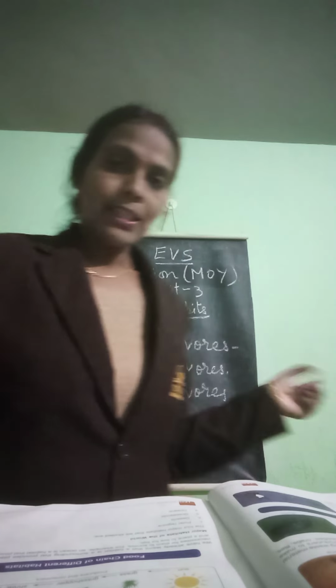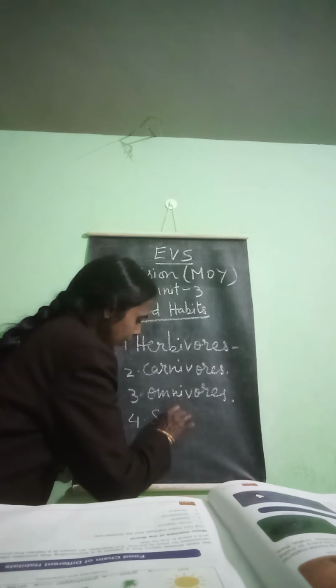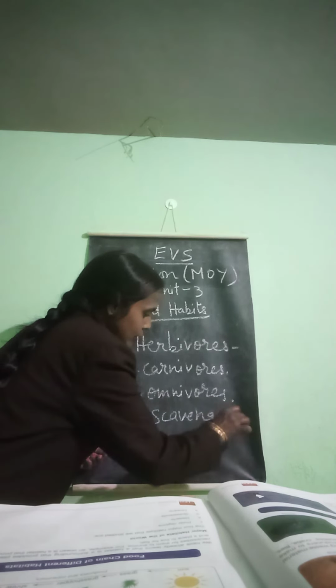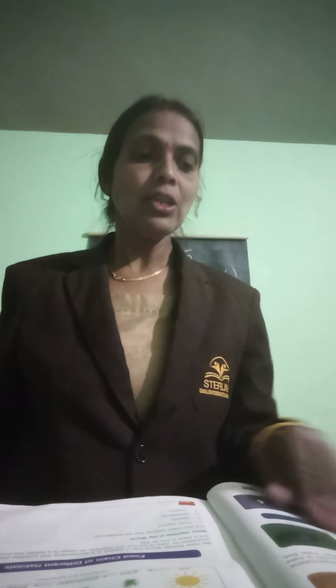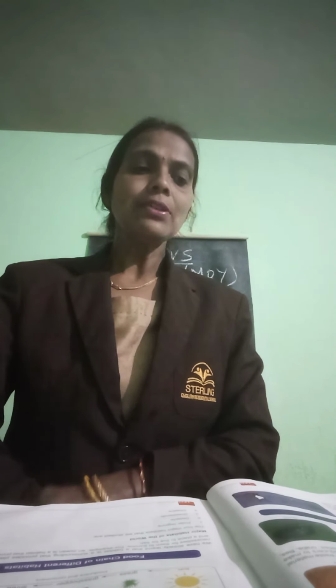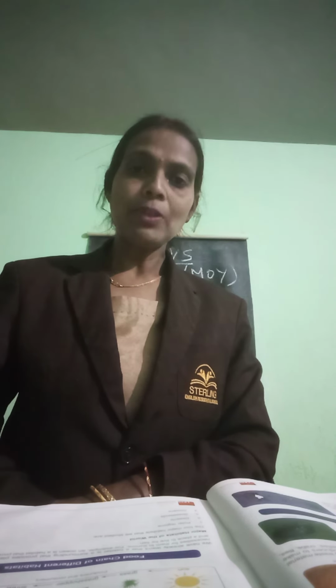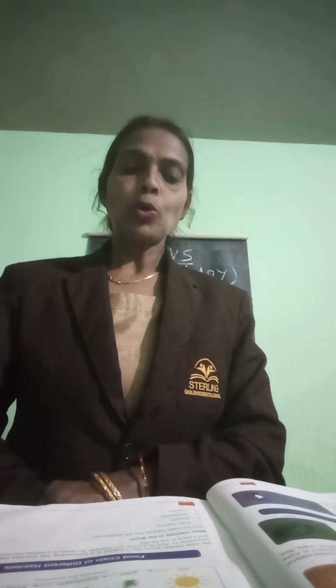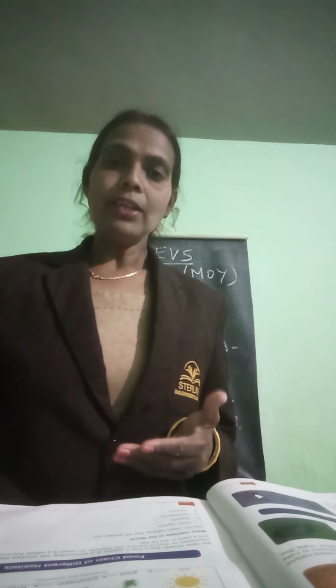So in addition to these three, we have scavengers. Fourth one is scavengers. Scavengers are organisms that feed on dead animals and plant material available in their habitat. The examples of scavengers are rat, crow, ant, cockroaches, hyenas, jackal. They eat the dead body of other organisms.